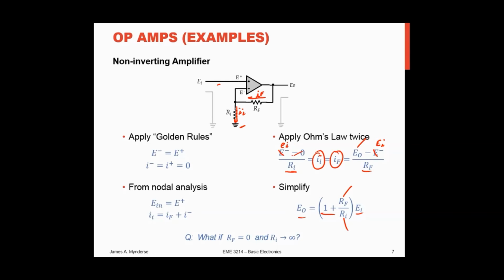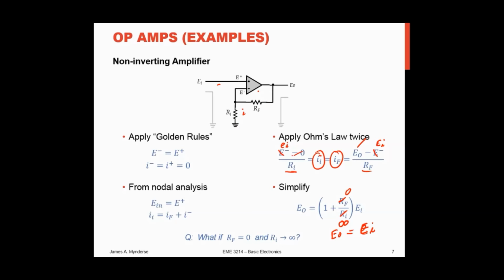What if Rf equals 0 and Ri equals infinity? Well, if Rf was equal to 0 and Ri was equal to infinity, this would be 0, this would be infinity. Oop, that's an 8. Infinity goes sideways, doesn't it? So then that term would pretty much go to 0, I think. And what would be left is E out equals E in, right? That was essentially our voltage follower from a couple slides ago. Simple? Clean?